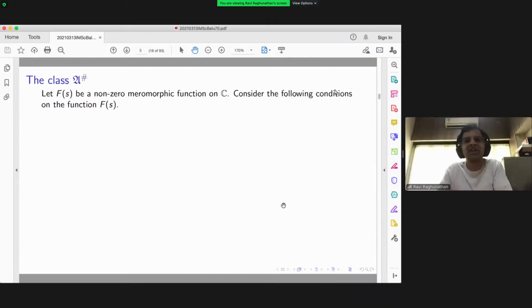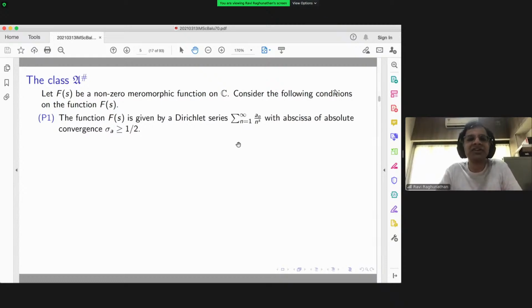So I'm going to define the class A sharp. This is Gothic A, and that's sharp. A is supposed to be for automorphic. Automorphic L functions are really the L functions that are going to provide all the examples in this class. Okay, so I start with a non-zero meromorphic function on C. And I consider the following conditions on the function f(s). So first I assume that it's given by a Dirichlet series f(s) with abscissa of absolute convergence sigma_a greater than or equal to half. Obviously, half is not important, as we will see in just a minute.